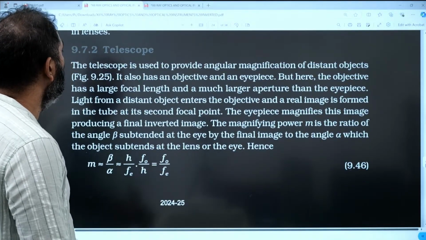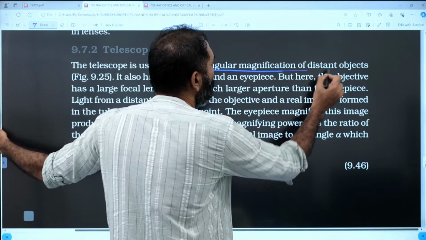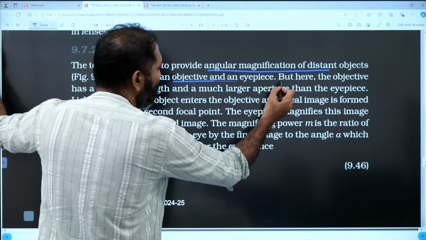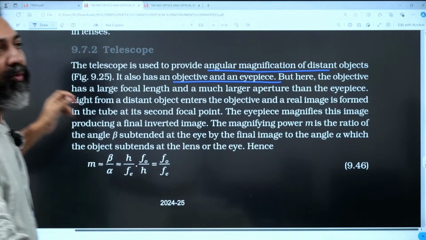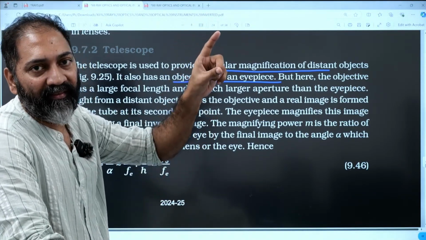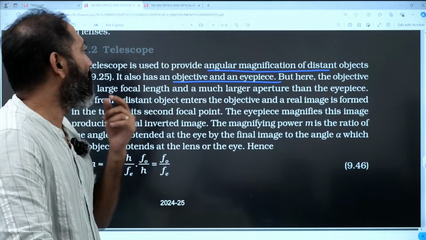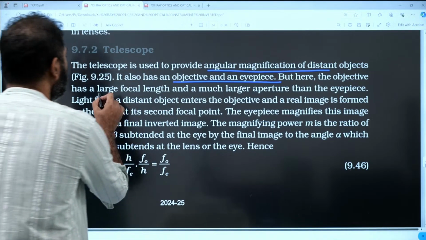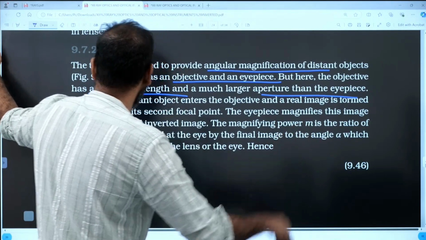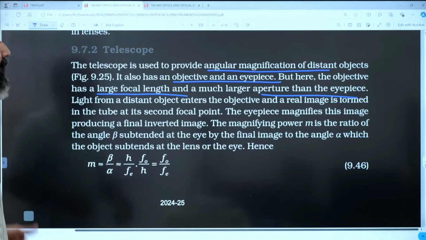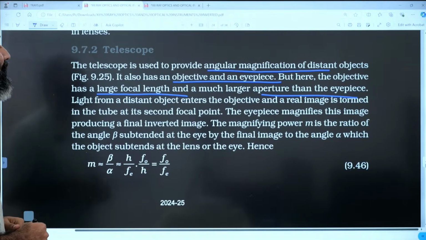Next, telescope. A telescope is used to give angular magnification of a distant object. It also has an objective and eyepiece. Remember, telescope structure is exactly opposite to the compound microscope. In a compound microscope we had a small objective and large eyepiece. In a telescope, a large objective and small eyepiece. Why are we using a large objective? To collect maximum light. The objective has a large focal length, large size and much larger aperture than the eyepiece. Light from a distant object enters the objective and a real image is formed in the tube at its second focal point. The eyepiece thinks this is the object and magnifies this image, producing a final inverted image.